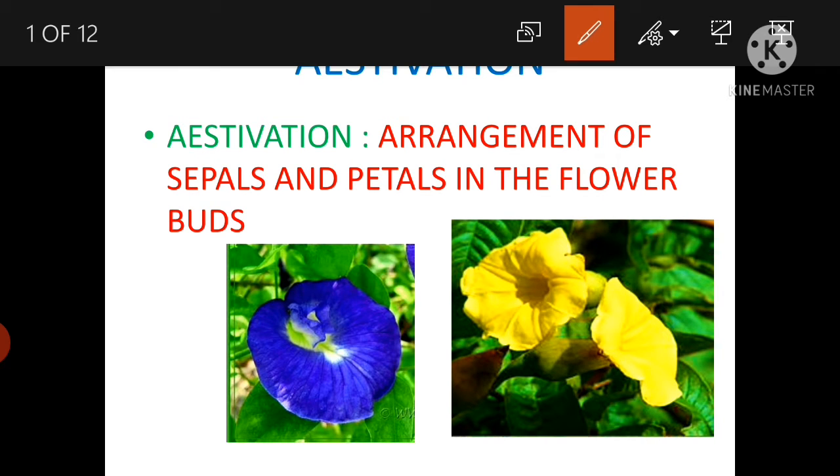So here you can see two different flowers, and the petals are arranged in a different pattern. In this flower, all the petals are arranged adjacent to each other, touching. But here it's a different type of arrangement. In this topic we are going to study this arrangement of the sepals and the petals in a flower bud. So aestivation is defined as the arrangement of the sepals and the petals in the flower bud.